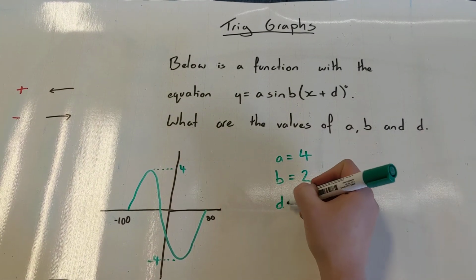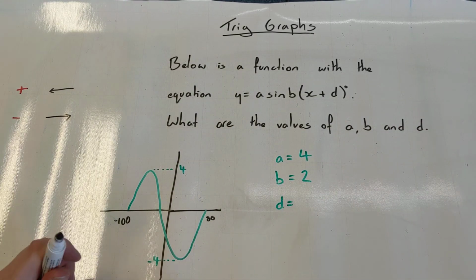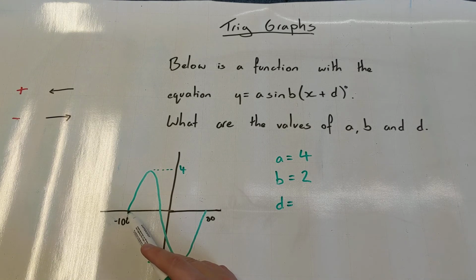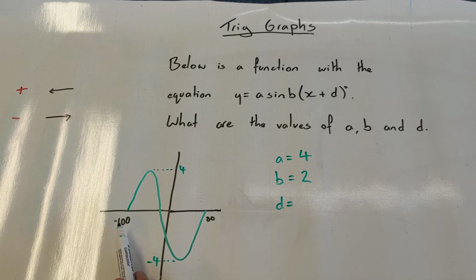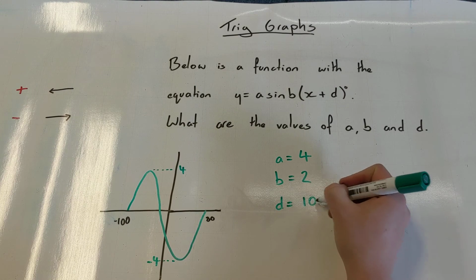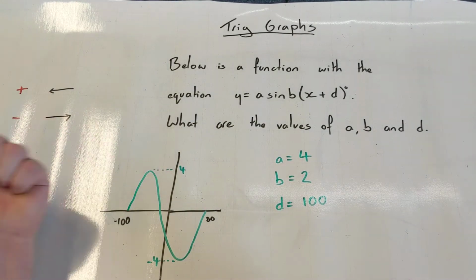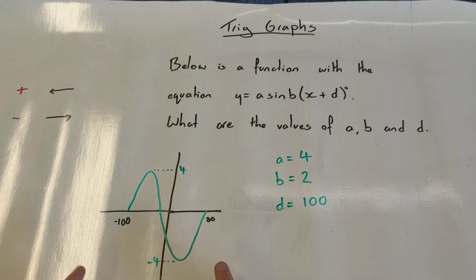And then finally, d, that's how far left or right it has moved. Well, normally, this would start at 0, and it has moved left 100. So that must mean d is 100, and it's positive 100, because remember, if it's moved left, the number is positive. And so that's all we need to know for the moment about trig graphs. We need to be able to draw them and recognize what values they have from the question.